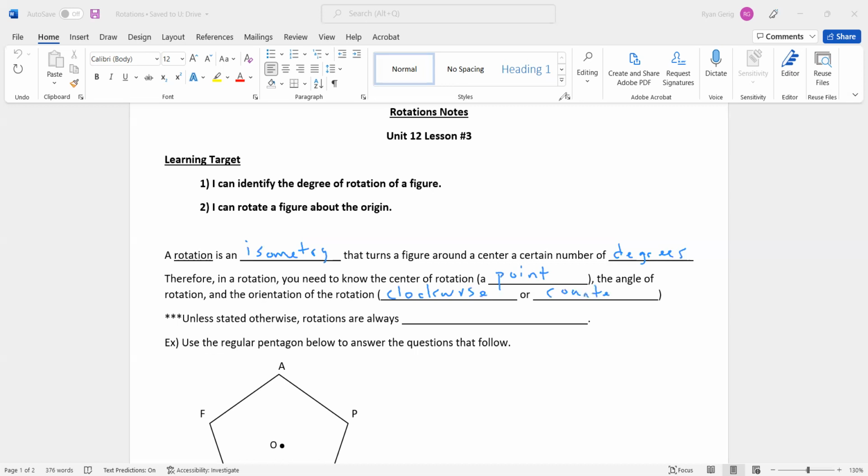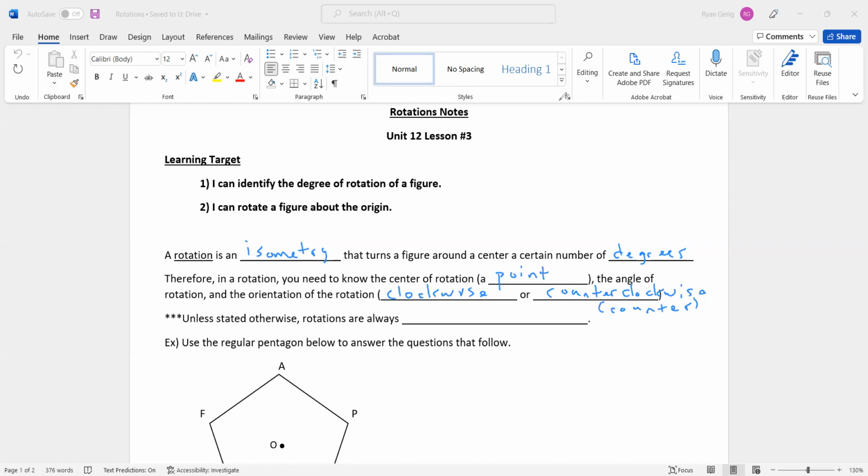Now, for this, because you see how long it takes me to write all of this, we'll save a little time, not a ton. I'm just going to call this counter. Okay, and then clockwise, I'm just going to say CW.